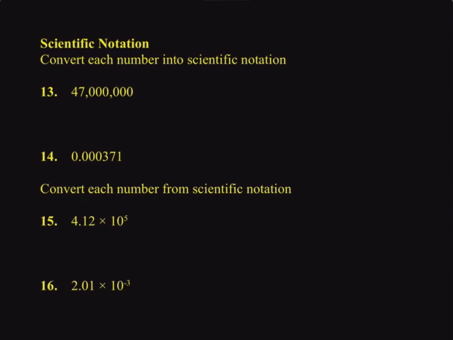Converting into scientific notation. So we start in the first one with a decimal point that's here, even though it's not written. And in order to get to scientific notation, you have to have a number between 1 and 10. So in order to do that, I have to move this decimal point 1, 2, 3, 4, 5, 6, 7 times to the left. And what that leaves me with is 4.7 as my number between 1 and 10. And then the second half is always times 10.